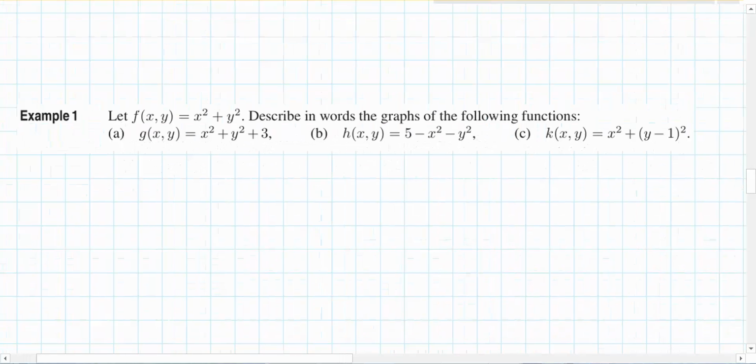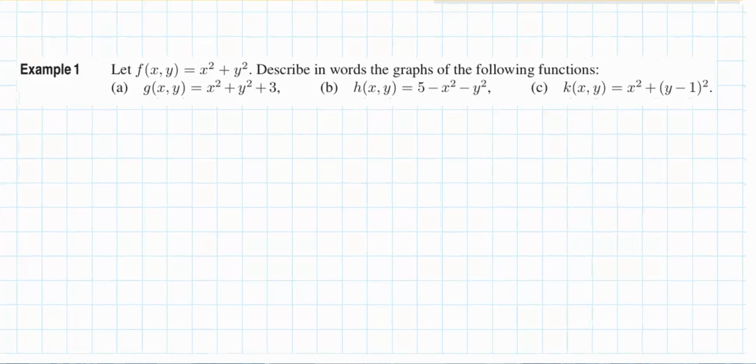So let's talk about this for a second here. What's going to happen in each case? Well, not too much that's different than what you have right now. So we know what x squared plus y squared looks like. What's one word for it? What's that look like? It looks like a parabola. It's a parabolic bowl. It's a bowl shape, right? So what does adding 3 do to it?